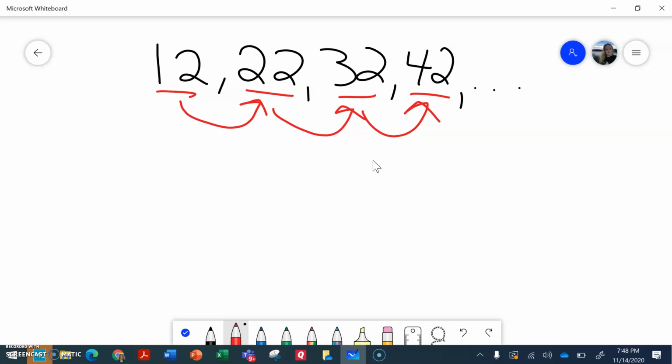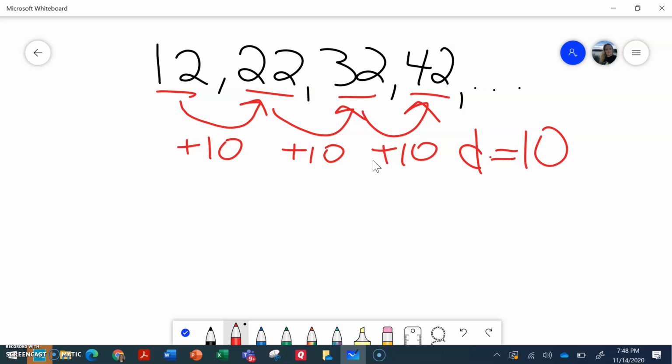If we really wanted to do it, we could just subtract, but it looks like if I need to go from 12 to 22, then I'm adding 10. If I'm going from 22 to 32, 10, 32 to 42, 10. So this is our common difference. We call this D. D is 10. That's the first thing we need to make our explicit equation.